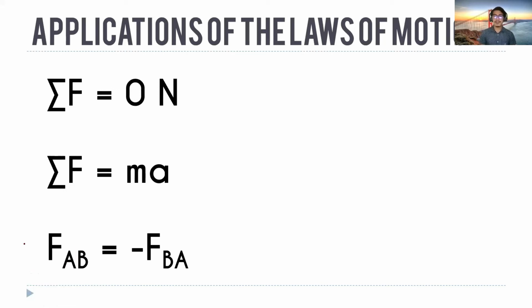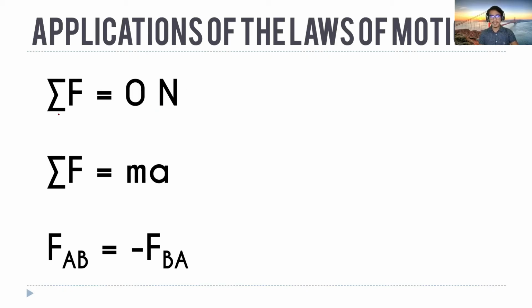Now let's have an application of the laws of motion. So last time we discussed the concepts of the three laws of motion. The first law of motion is the description of what will happen when there is no net force acting on our object. So the summation of forces is equal to 0 Newton. There is no net force, 0.